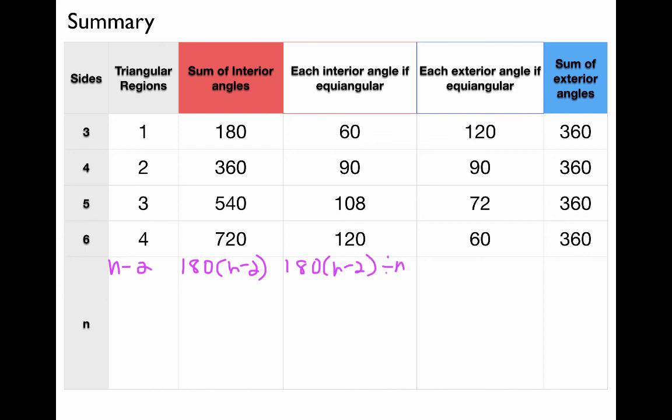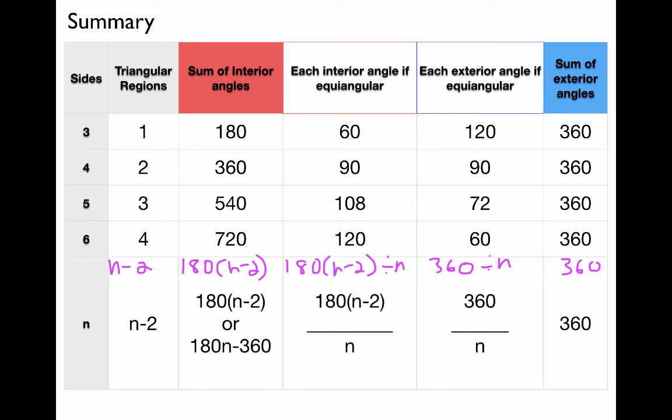Working backwards, we know that the sum of the exterior angles is 360 always, and if it's equiangular, then each exterior angle is simply 360 divided by n if there are n sides. So those are the formulae you're expected to know. Please commit them to memory, and that's that.